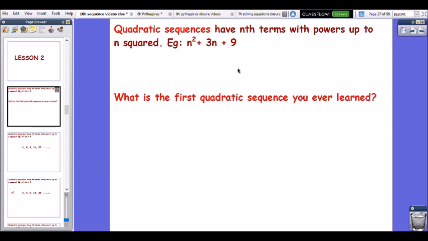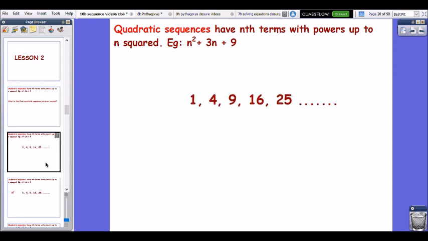So my first question for you today is, I want you to think about what would the first quadratic sequence you ever learned have been. So you can pause the video if you need to. So what's the first quadratic sequence you ever learned? You probably learned it in year 7. So, I'm willing to bet the first quadratic sequence you ever learned was this: 1, 4, 9, 16, 25.